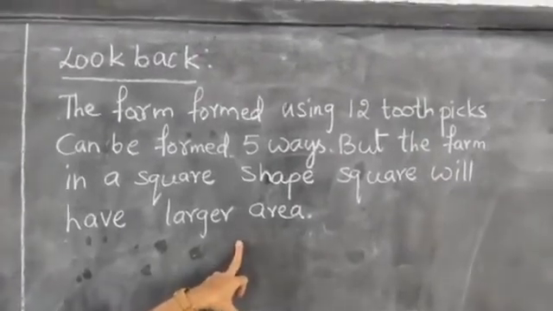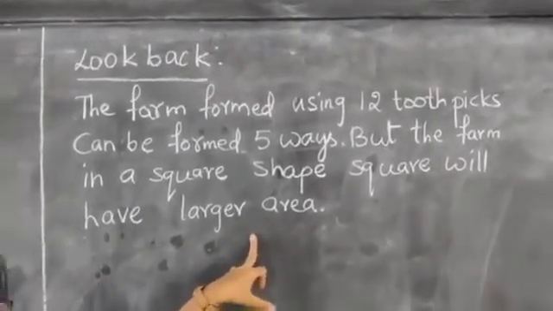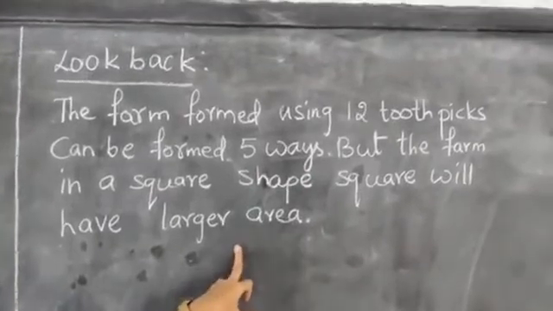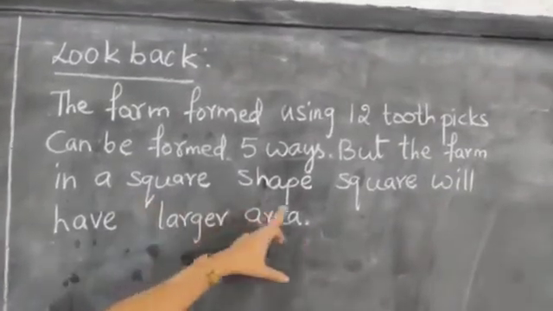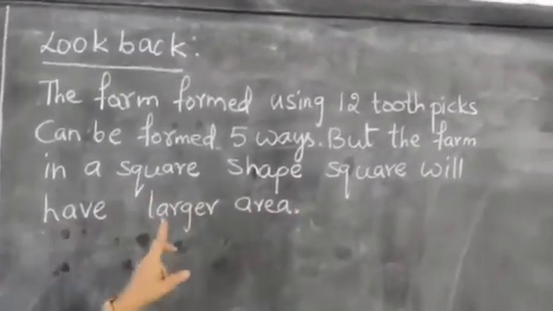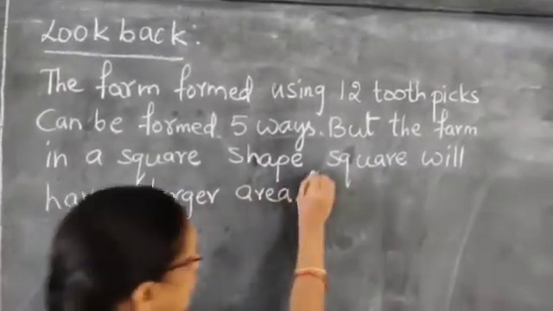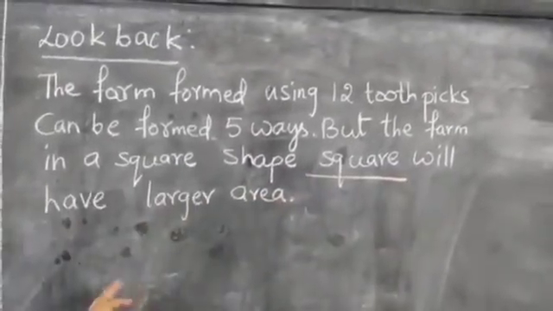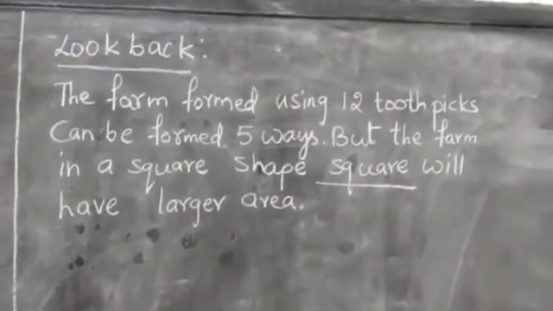We made different 5 combinations of area and perimeter. From that, what do you understand children? Shape of square will have the larger area. Shape of square. Okay. I hope you understood.